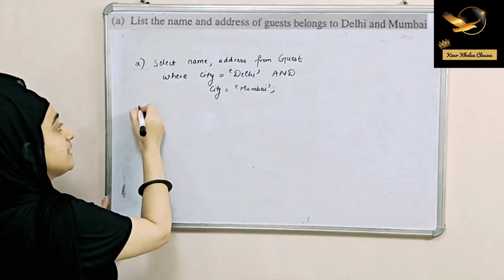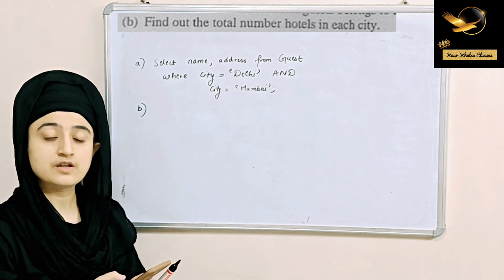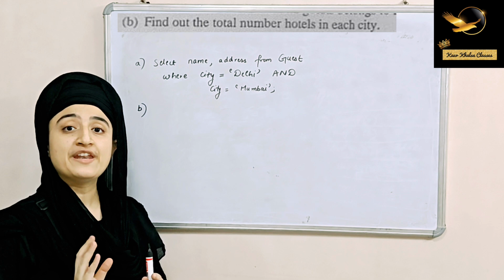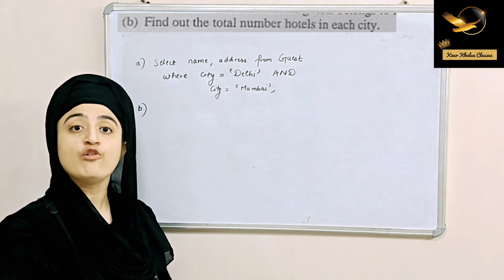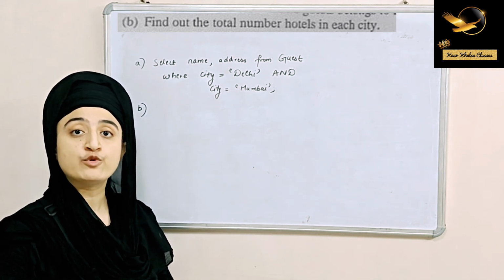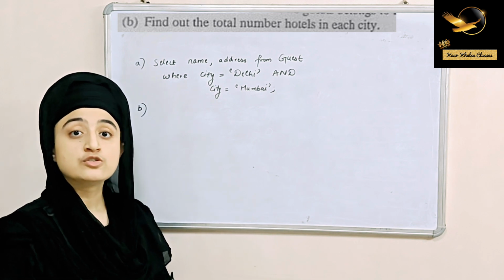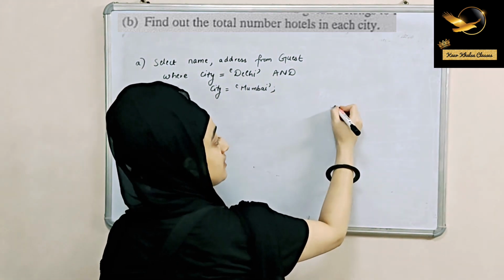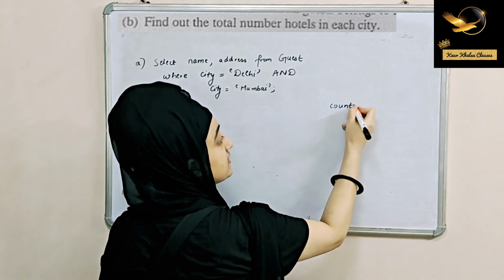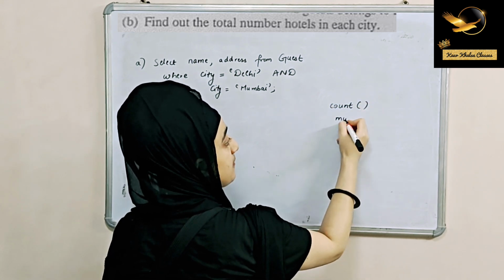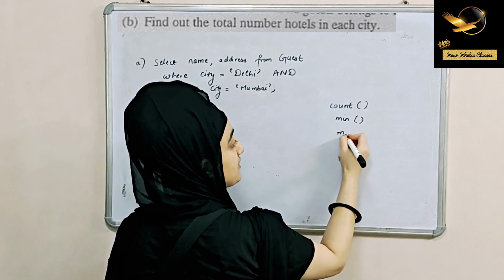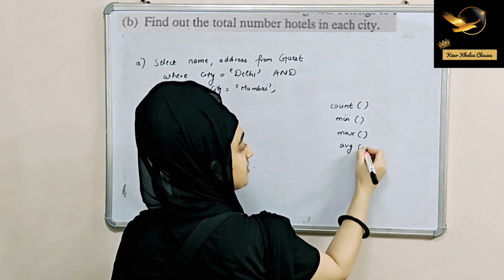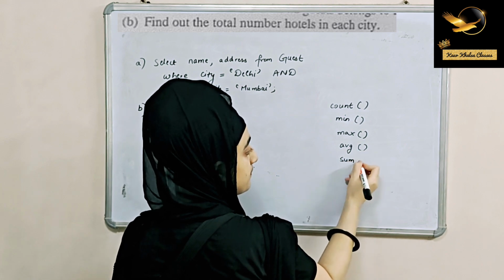Now we will do B part. B part says, find out the total number of hotels in each city. Whenever we have to find the number of anything, it means that we have to use an aggregate function. In SQL we have 5 aggregate functions. One is count, which we are going to use in this question. Another one is minimum, that is min. Another one is maximum, that is max. Another one is AVG, that is average. And the last one is sum.